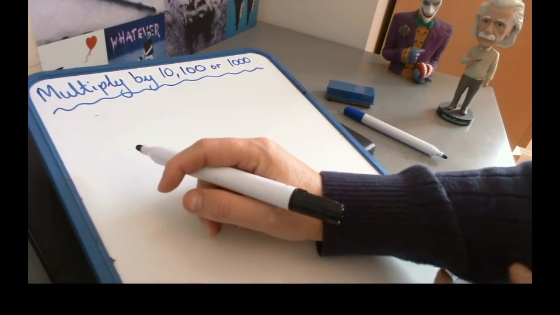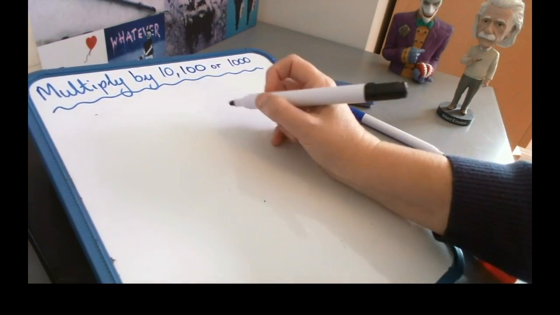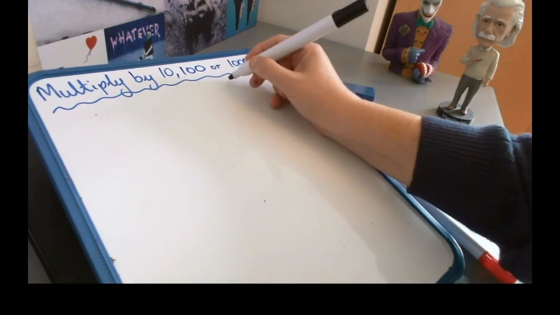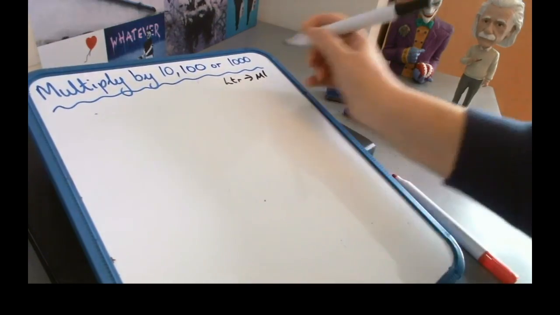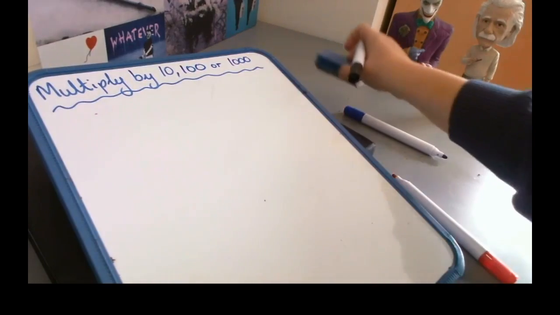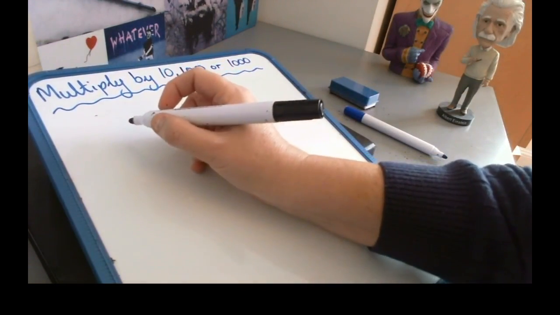Hi there. So we're going to look today at multiplying by 10, 100 or 1000. Really, really useful when you're changing measuring units. So if you're changing, for example, litres into millilitres, really essential that we get this right. Okay then, I'm going to start by showing you how to do it with a number line grid.